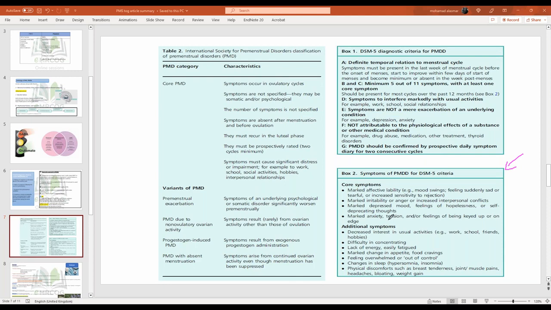Okay, so the next box, number 2, is giving you the criteria again. It is the same thing. Marked affective lability, marked irritability or anger, marked depressive mood, marked anxiety, tension, difficulty in concentration, lack of energy, marked change in appetite, feeling overwhelmed or out of control, a change in sleep, physical discomfort. So this is simply the criteria. These are tick boxes; the DSM-5 form is a big form with many pages, and the practitioner ticks the boxes to find how many symptoms this patient has to match the diagnosis of PMDD. Clear so far?